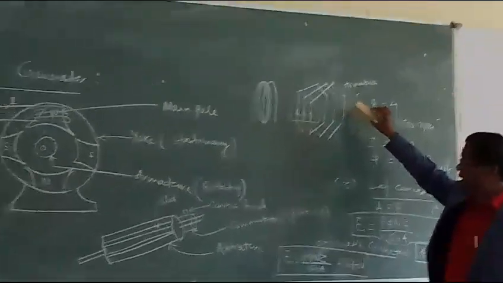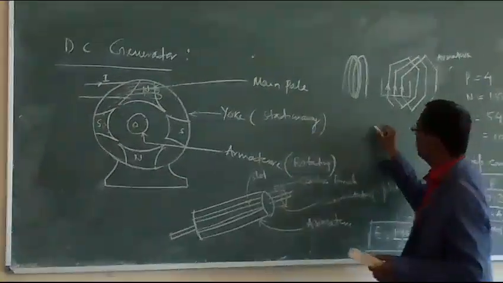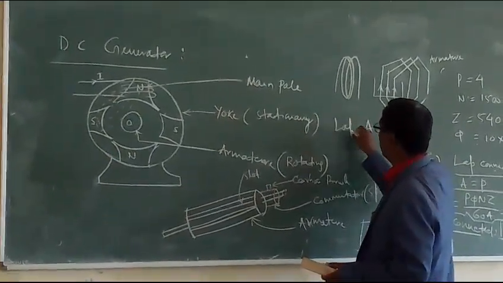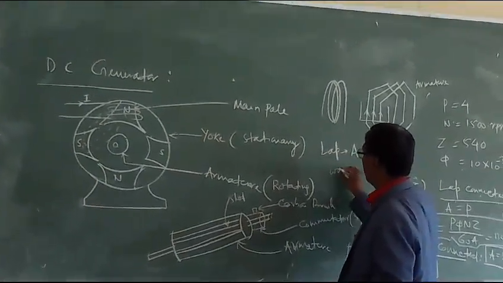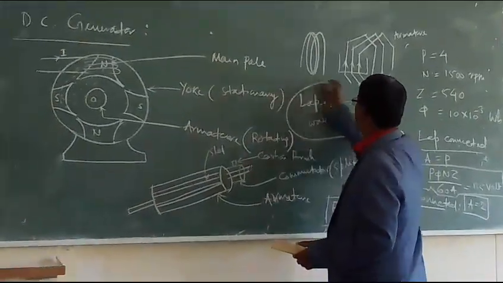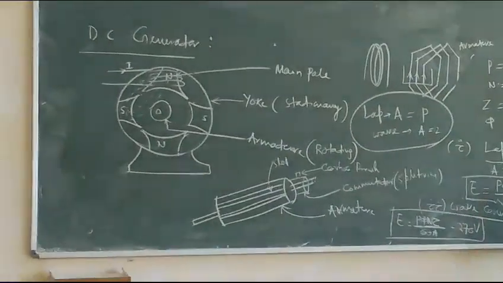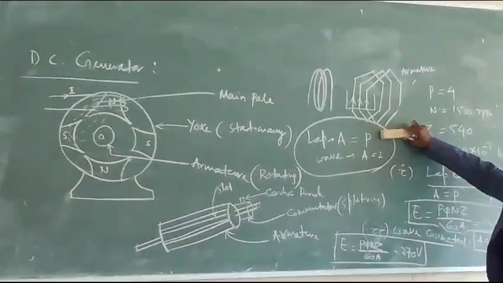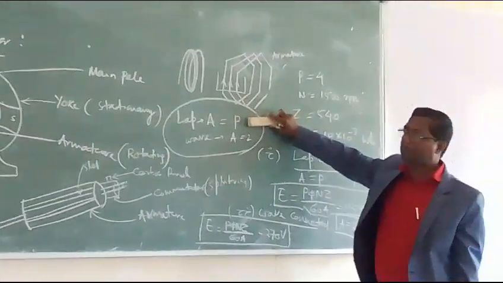But in case of wave winding, the number of parallel paths is always two. For lap winding, the number of parallel paths equals the number of poles. So whenever we repair a low voltage, high current machine, we have to use lap winding.